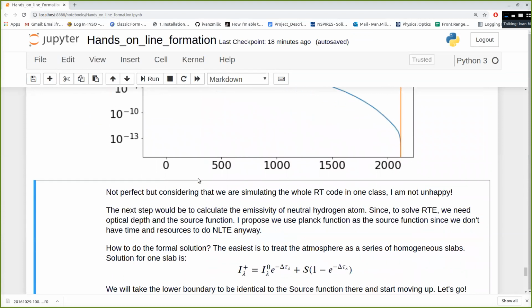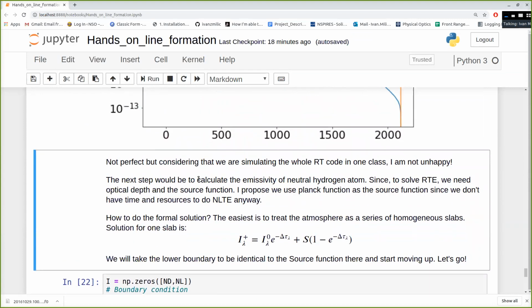And what I'm going to do now is how to solve the radiative transfer equation. So first of all, we need the source function and we need the opacity. Actually, we need the source function and we need the optical depth. Optical depth we have just calculated. And the next step is to see what the source function is.